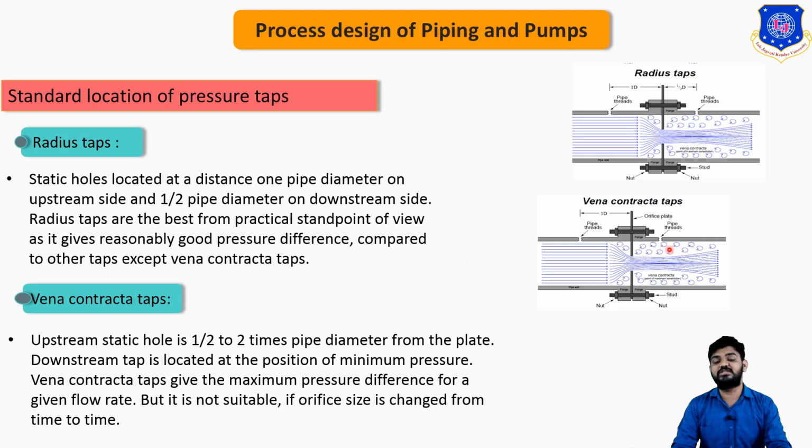But it is not suitable in each and every case. We cannot use this vena contracta type of taps if the orifice size needs to be changed frequently, that is time to time. Then we cannot provide such type of tapping in that case, right?